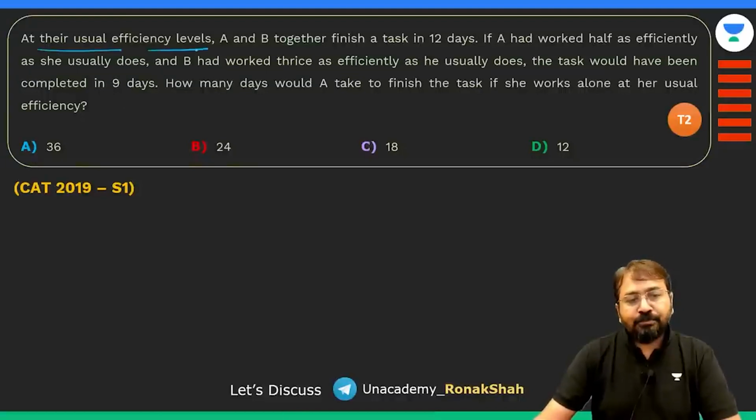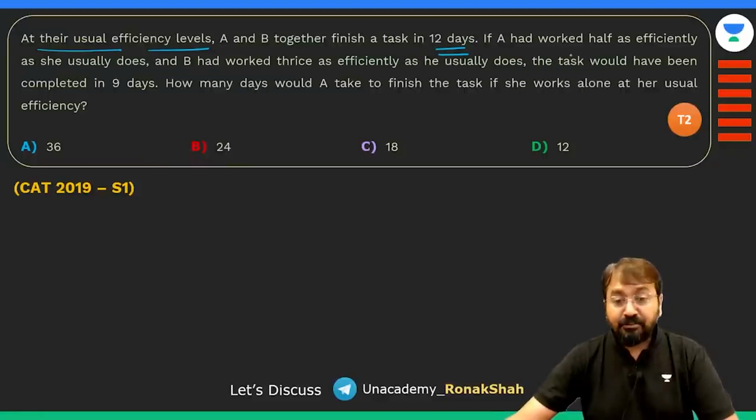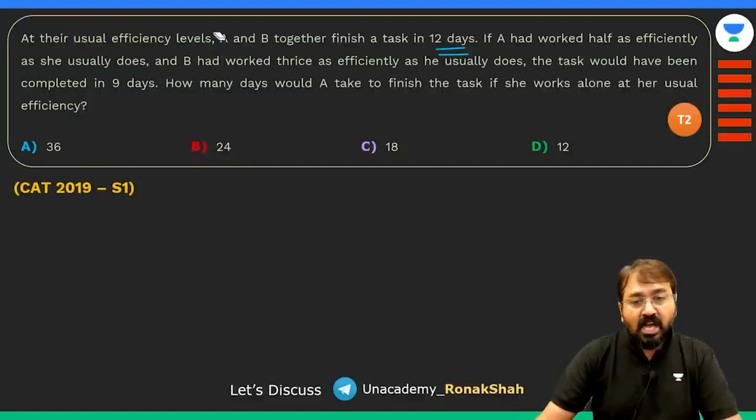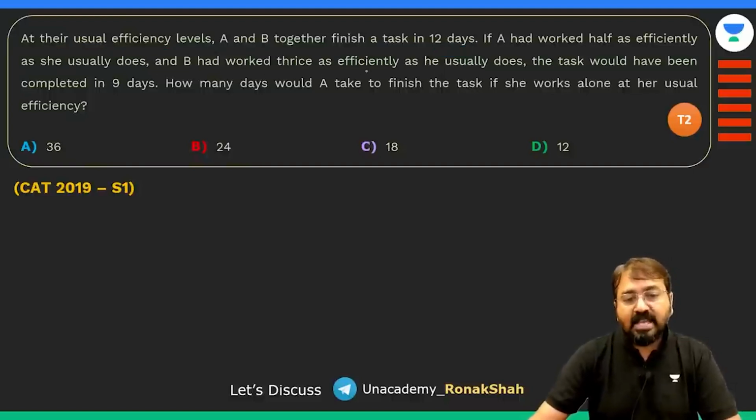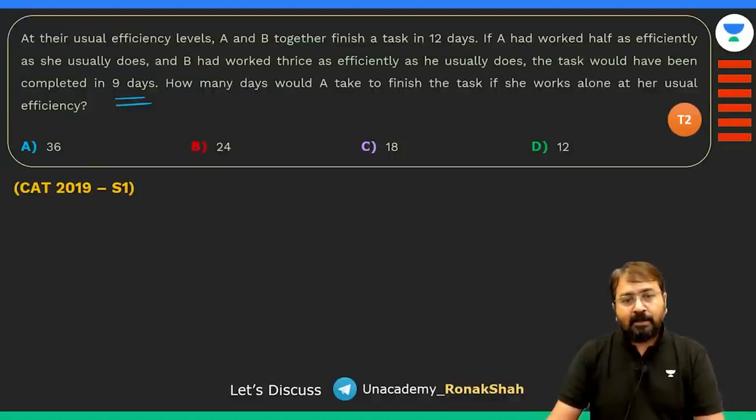At their usual efficiency levels, A and B together finish a task in 12 days. If A had worked half as efficiently as she usually does, and B had worked thrice as efficiently as he usually does, the task would have been completed in 9 days. Now how should I solve this question? There are different ways you can make equations. The efficiency formula once again will not be applicable over here.